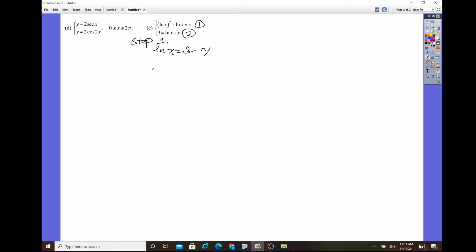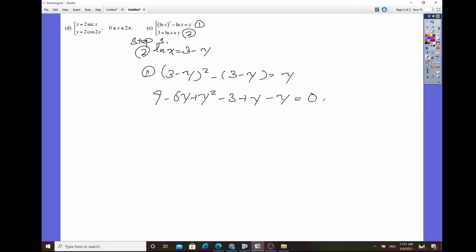So going back to the first equation, natural log of x is 3 minus y, quantity squared, minus natural log of x, so it's 3 minus y, so that equals y. And now from here, we can solve for y first. So using substitution. Expand it, so 9 minus 6y plus y squared, minus 3 plus y. Bring all the y's together, so minus y here, 0. Rewrite it from the greatest power to the least.